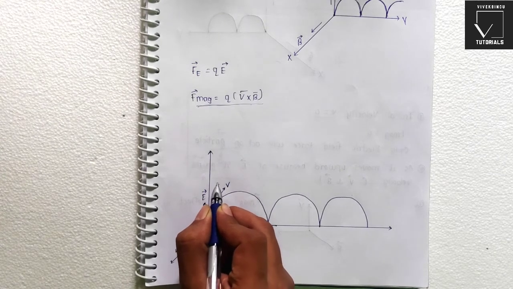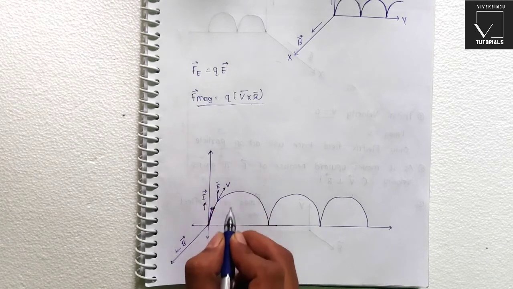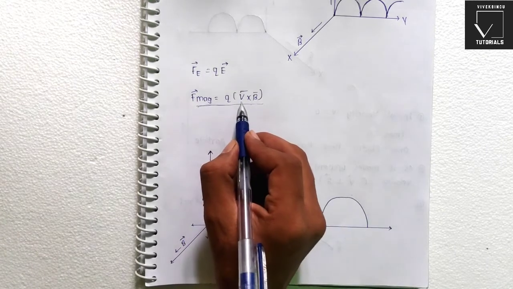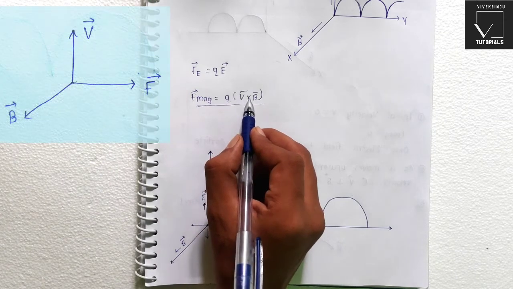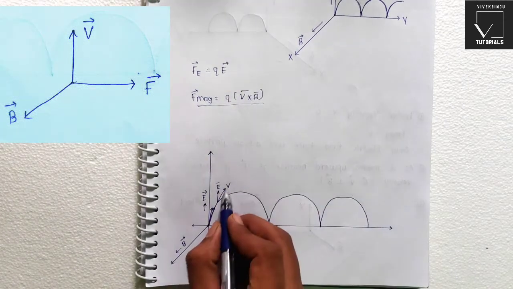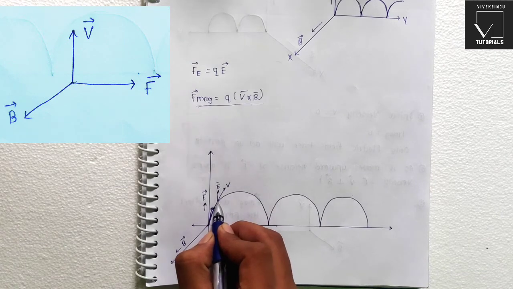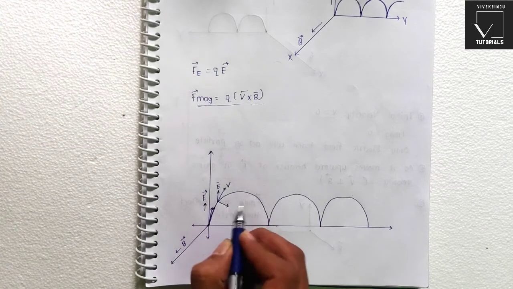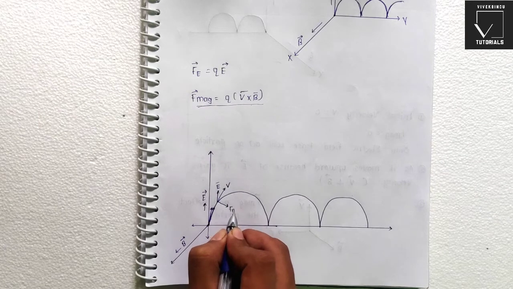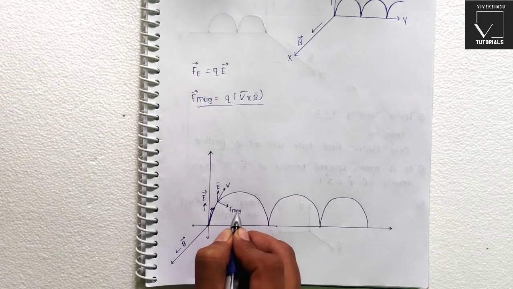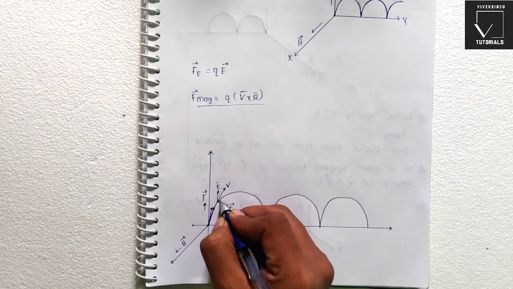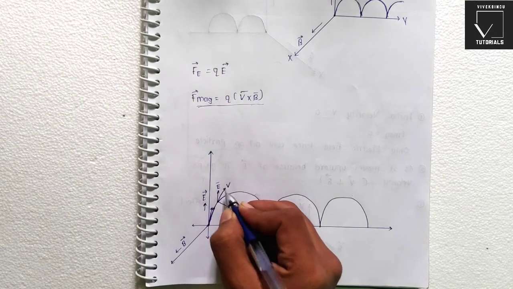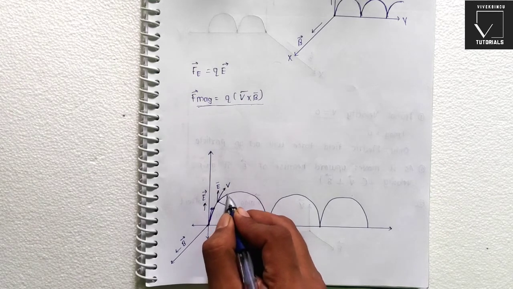This will be the direction of velocity, and the electric field force will always act in the upward direction. So this is the direction of electric force, this is velocity, and here we can see that the magnetic force is always perpendicular to velocity and magnetic field. So this force will be perpendicular to this velocity. Therefore it will deflect in this direction, it will not go like this, it will deflect, and the path traced by it will be like this.